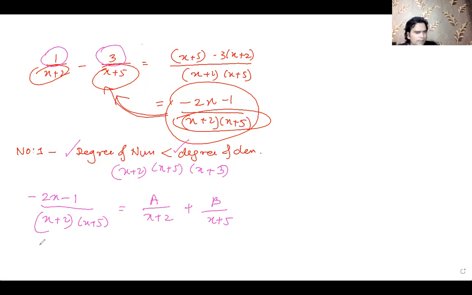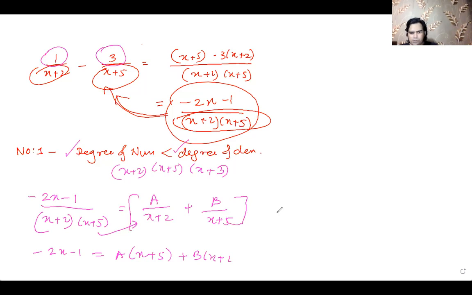When you look at the expansion here, you get negative 2x minus 1. You cross multiply these things out, so you get a times x plus 5 plus b times x plus 2. Now it's simple. If you multiply both sides by x plus 2 times x plus 5, the denominators get cancelled. So as a result, this is the expression you get.